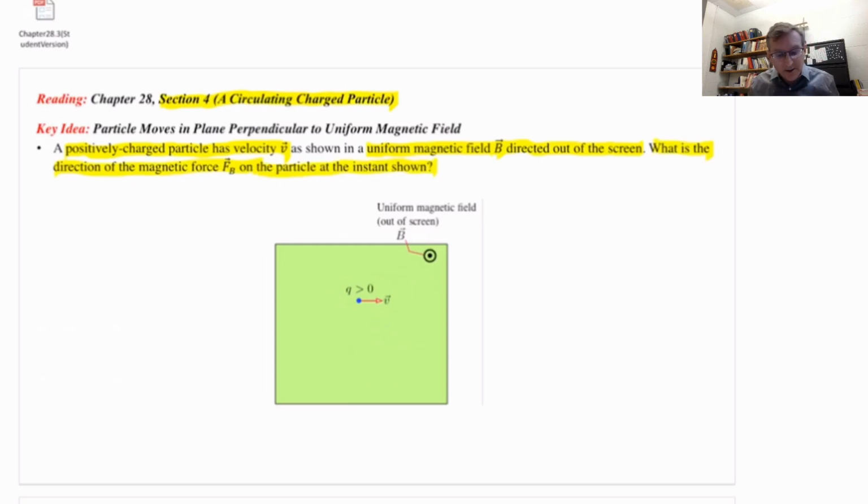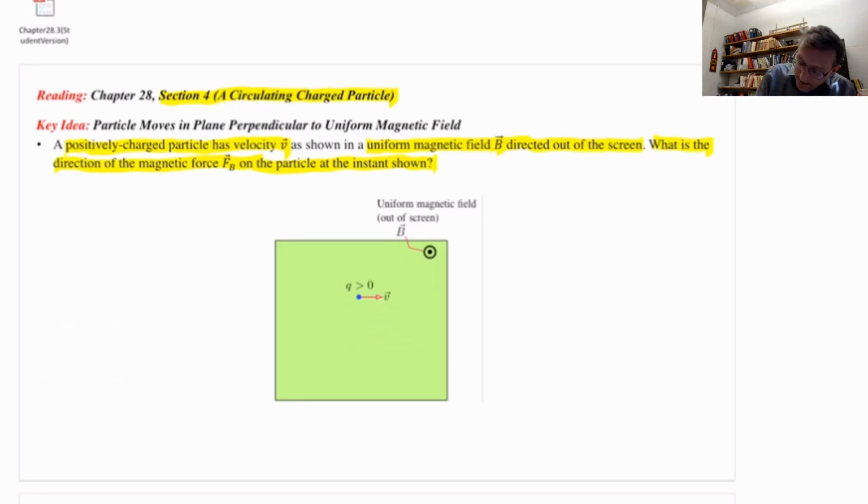I'd like you to get an answer for that on your own. Feel free to pause the video, get an answer for the direction of FB, and then come back. Okay, so did you think about that? Did you employ in your thinking this expression that the magnetic force equals the charge Q times V cross B? And all I'm asking for right now is the direction of that force.